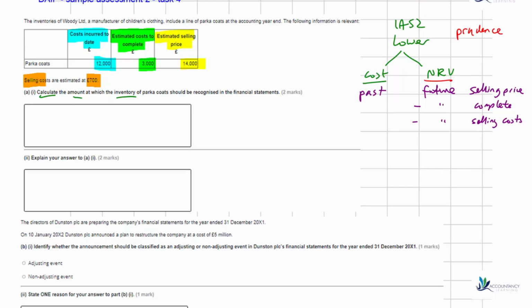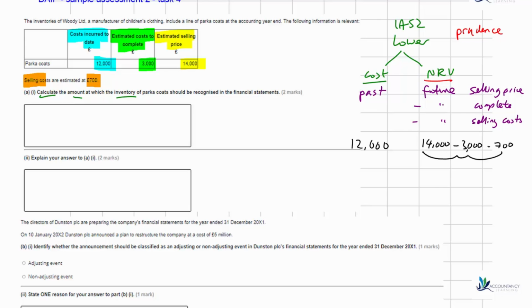So in this particular example, they've given us that the cost incurred to date, that's the past cost of £12,000. Whereas for the net realisable value, we've got the future selling price of £14,000. But before we can sell it, we've got to spend £3,000 on finishing the inventory. So that means that of that selling price of £14,000, we're only really going to make £11,000 from it. But also, we still have to spend a further £700 just to sell it in the first place.